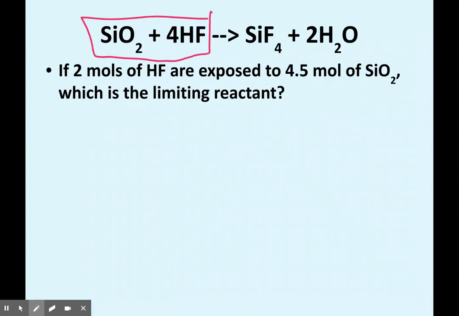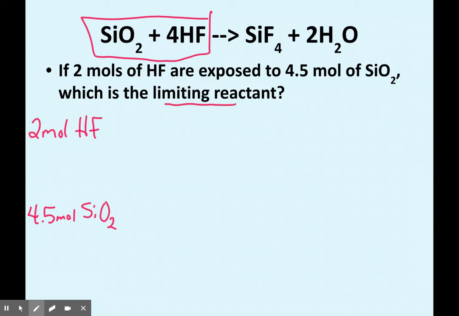So our problem says we have 2 moles of HF and we have 4.5 moles of SiO2. So those are the amounts of the ingredients that we have on hand. We want to know which is the limiting reactant. So when we answer this question, we're going to say either the 2 moles of the HF is the limiting reactant or the 4.5 moles of the SiO2 is the limiting reactant. So that's how we're going to state our answer. How do we determine this?